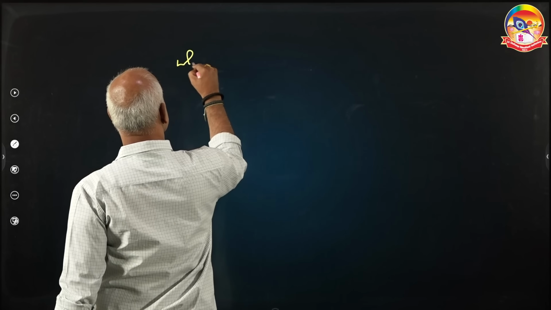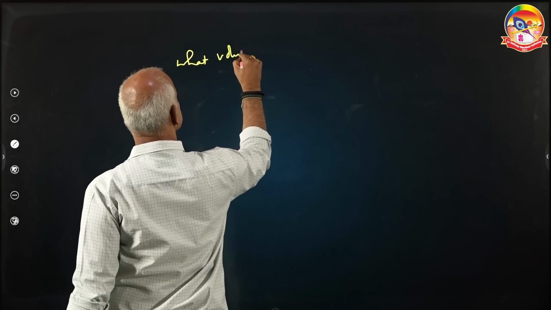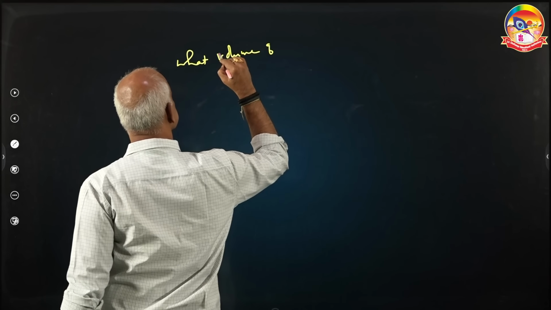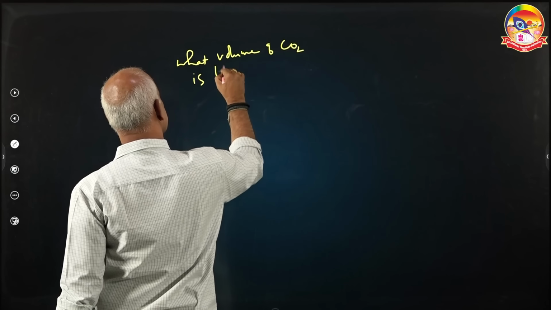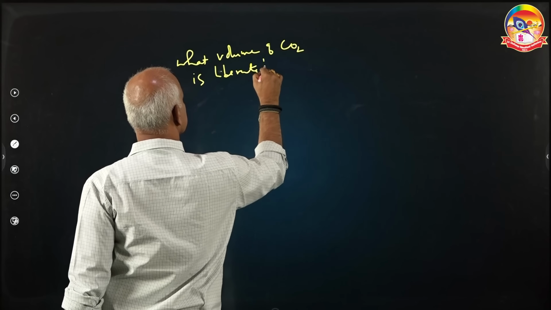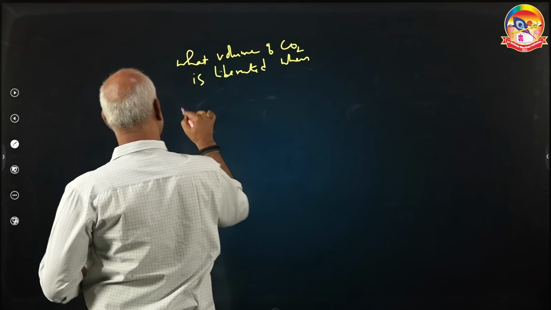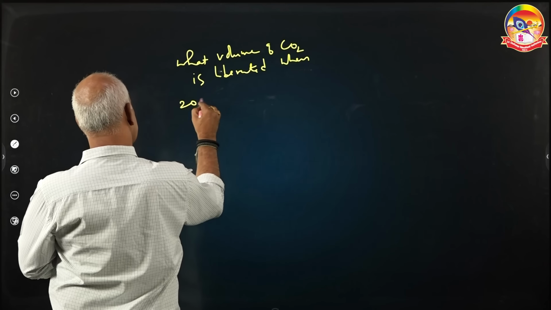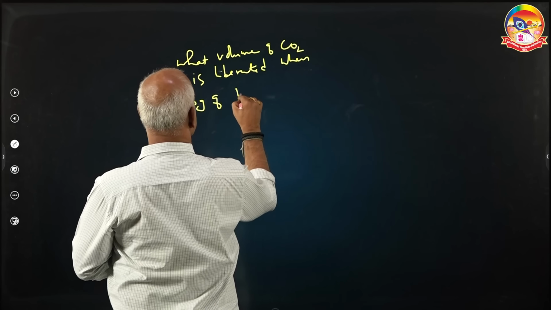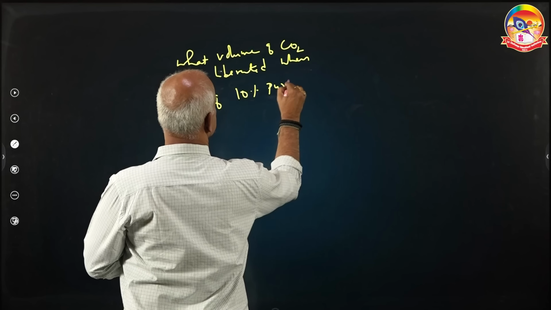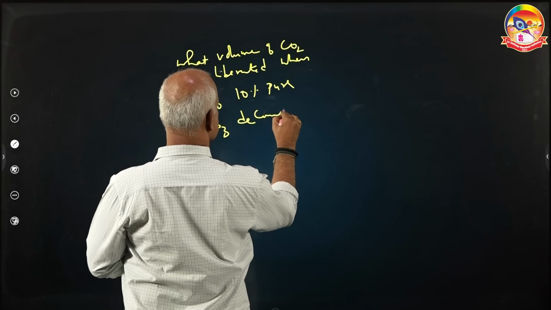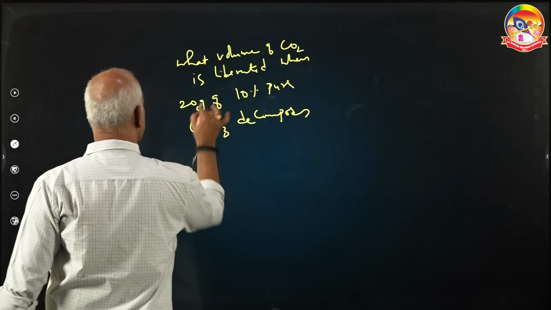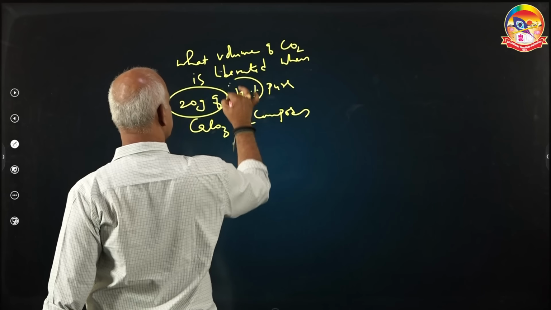Same type of question. What volume of CO2 is liberated when 20 grams of 10% pure CaCO3 decomposes? How many grams? 20 grams. How much purity? 10%.